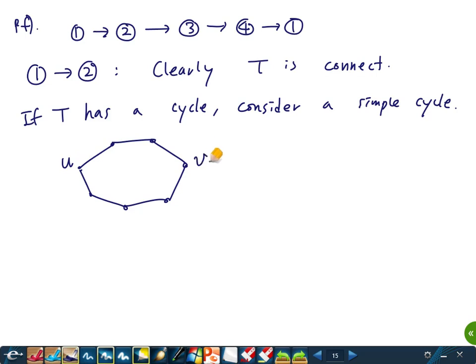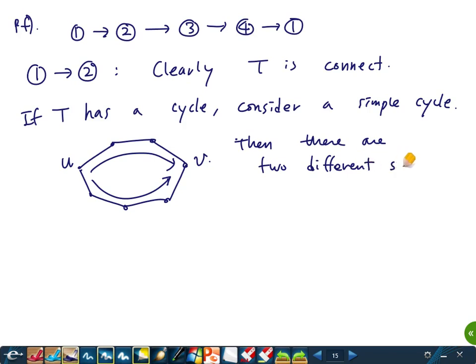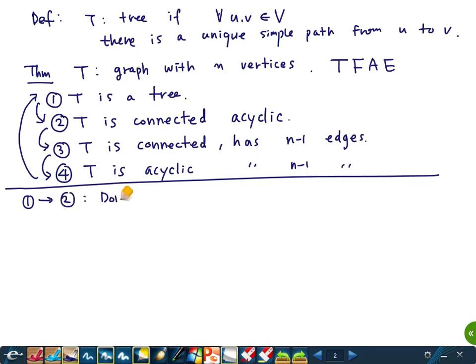Consider u and v. Then obviously we have 2 different simple paths from u to v. So it's a contradiction to the tree, a contradiction to the assumption of 1. So T is acyclic. Okay? Done last time.